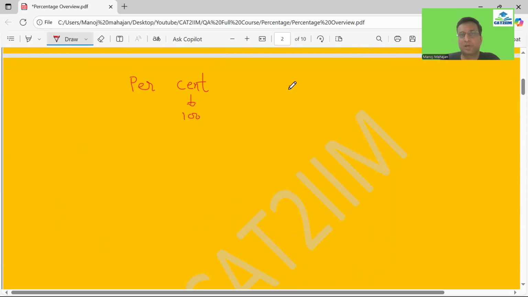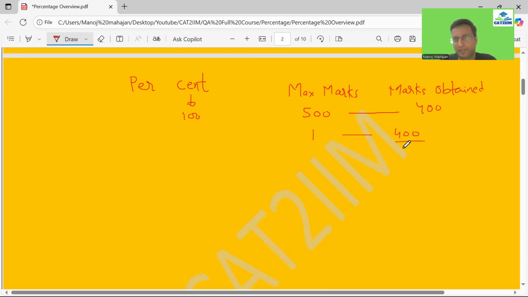Let's say I give you one example: the maximum marks in the exam is 500, and marks obtained is 400. We're going to use the unitary method. Out of 500, you got 400. Out of 1, 400 by 500, which we can simplify to 4 by 5. Out of 100, 4 by 5 into 100. So we actually converted the number 4 by 5 into a percentage by multiplying with 100.